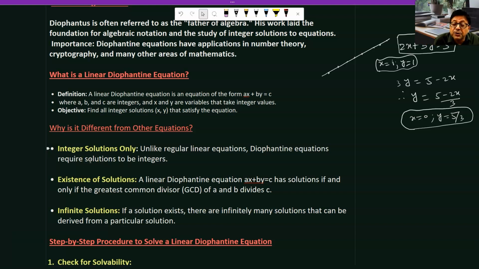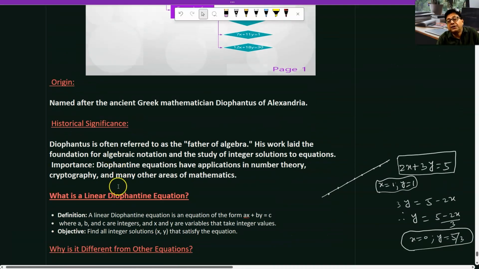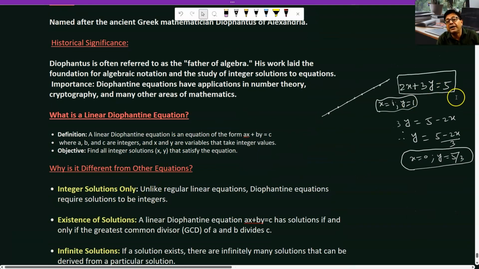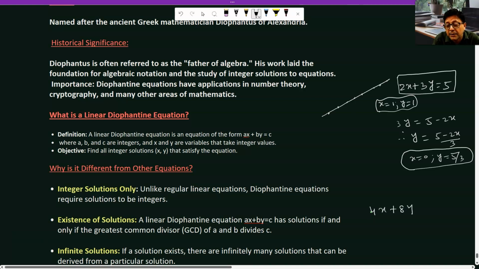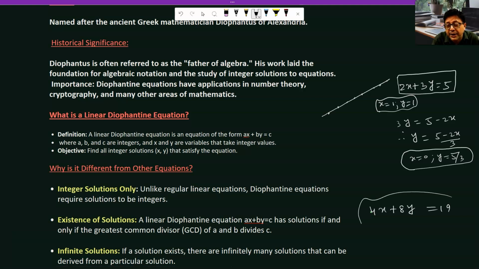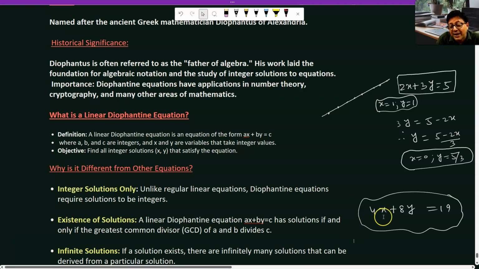Now, existence of solution. If an equation is given in this form, 2x plus 3y equal to 5, then you will definitely get a solution. But somebody has given you an equation of this form, 4x plus 8y equal to 19, you will never get an integer solution. Why? Because on the left hand side, 4 into x and 8 into y are both even numbers. The right hand side is an odd number. Solution not possible.